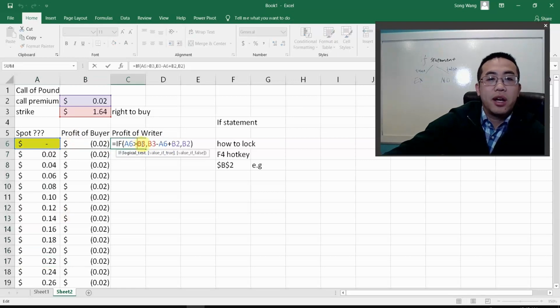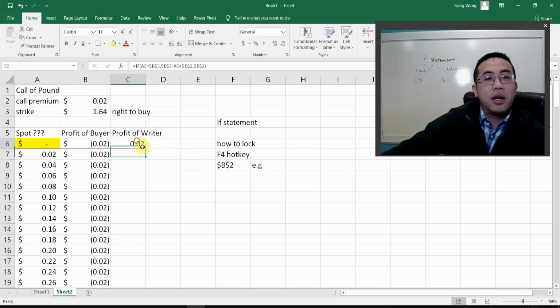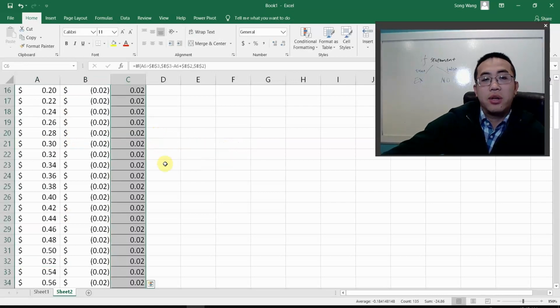All right. So I recode this as 0 because I want to keep the whole column consistent. Before I drag it down, I want to lock some numbers here. I want to lock the strike price. It will not be shifted. Strike price and also the call premium. This will not be shifted. All right, and then just double click, drag it down.